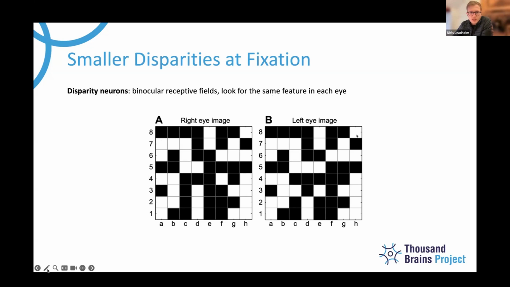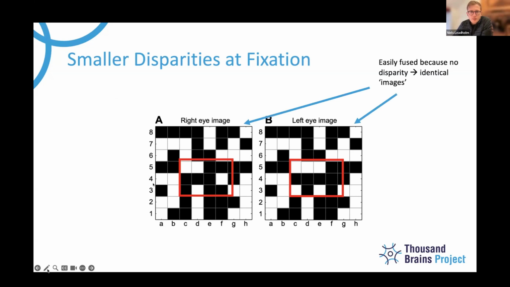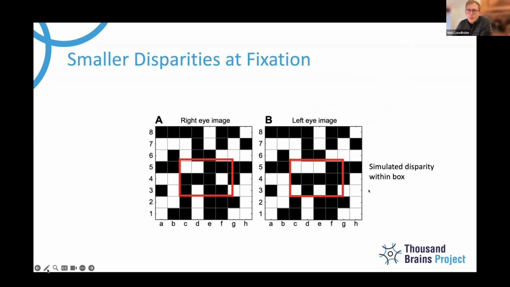So to make that more concrete, imagine these simple stimuli. These are going into both eyes. And most of these stimuli are the exact same for both eyes. That's what's shown outside of the red box. And then within the red box, the stimulus has been shifted. So everything outside of the red box, your eyes can easily fuse and perceive as a single stimulus because they're identical. Both eyes perceive the exact same thing. But within this box, the stimulus is simulating some disparity: all these black points have been shifted over by a small amount.